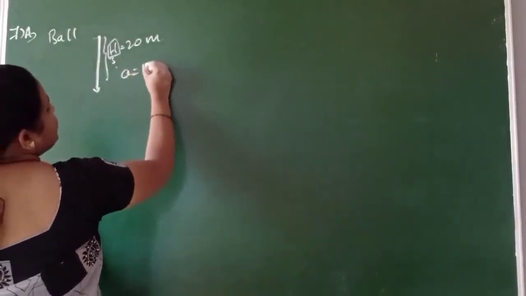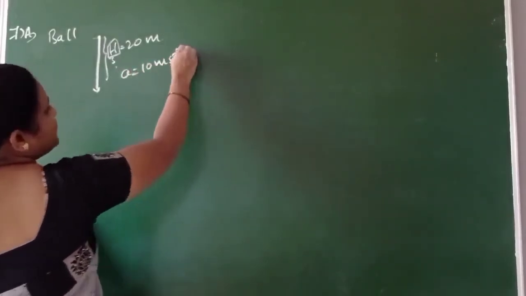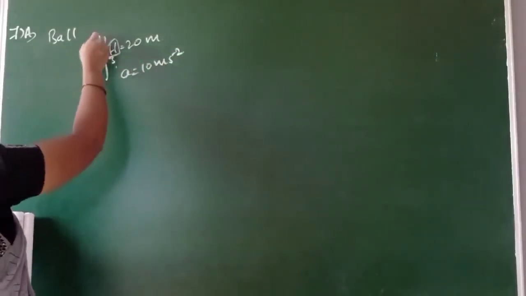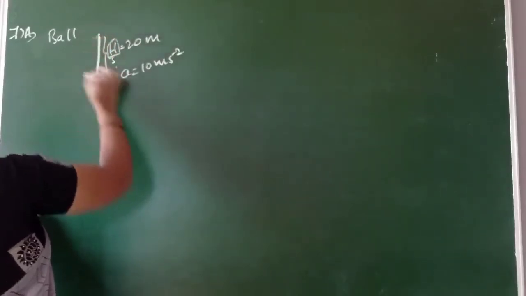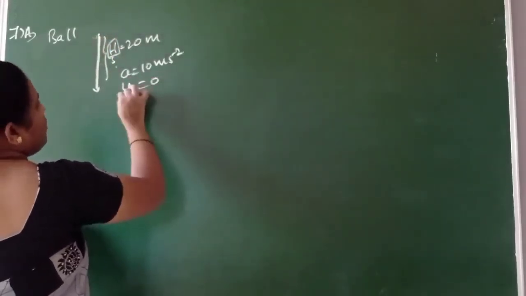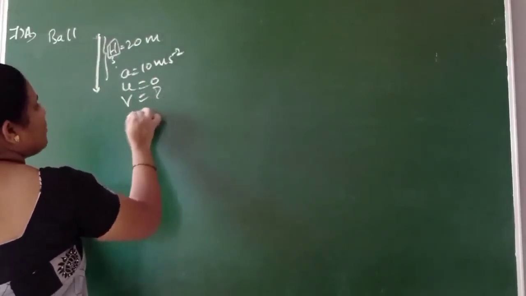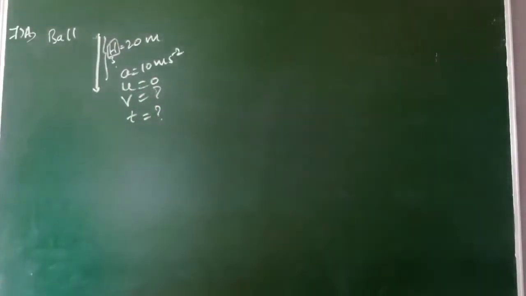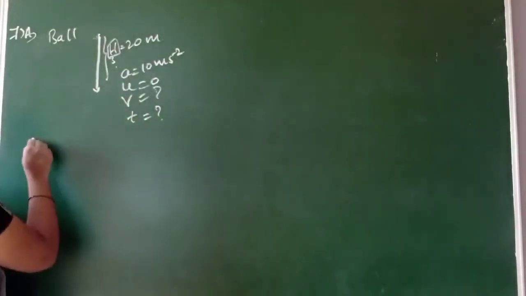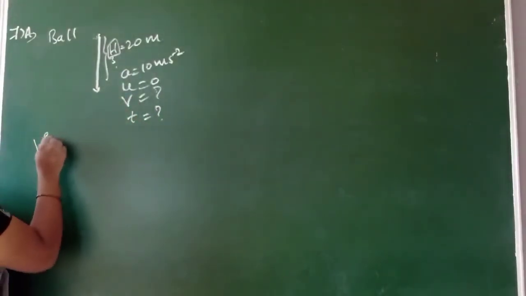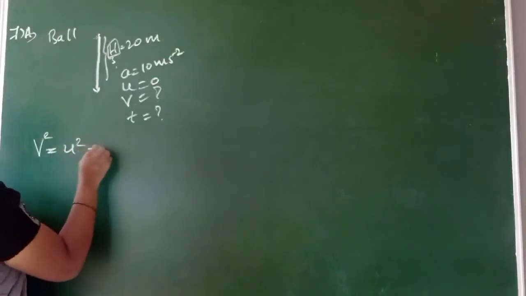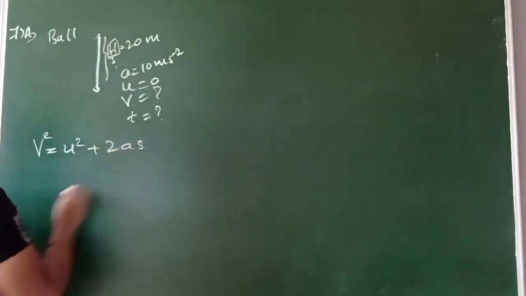So acceleration is found to be 10 meter per second square. From this point, its initial velocity will be 0. We have to calculate v value and t value, isn't it, children? So first we'll calculate v. Which formula we have to use? v square is equals to u square plus 2as.